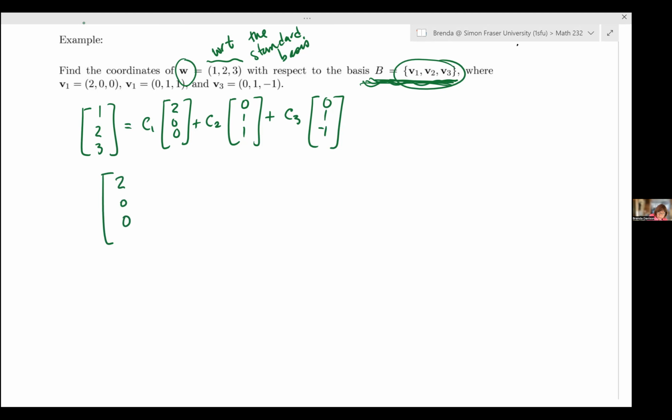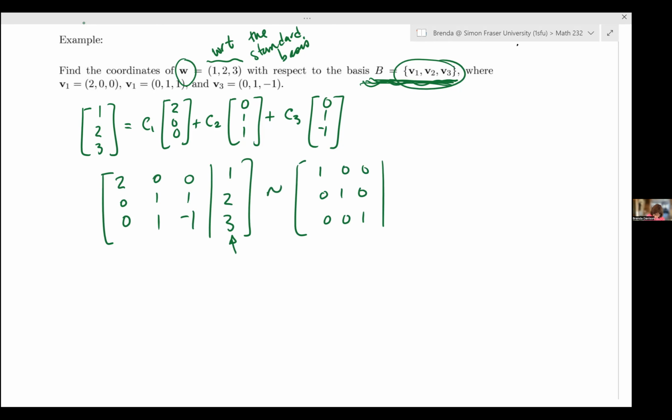2, 0, 0, 0, 1, 1, 0, 1, minus 1, and then we want to get to the place in space 1, 2, 3 as indicated via the standard basis. Okay, so now when we solve this system, we find out what C1, C2, and C3 are. I'm going to leave that to you to do the row operations, or you could use MATLAB to do that, the RREF command.